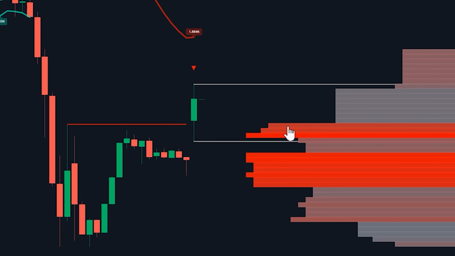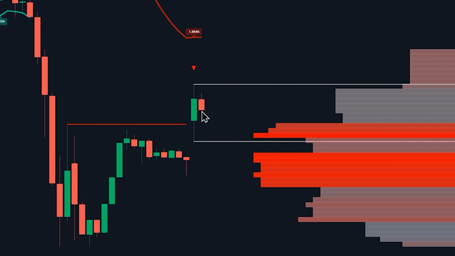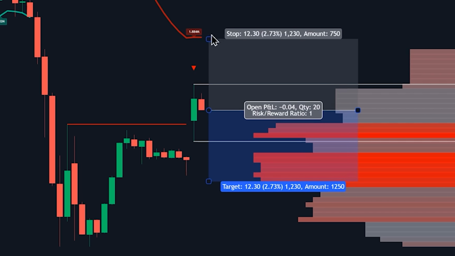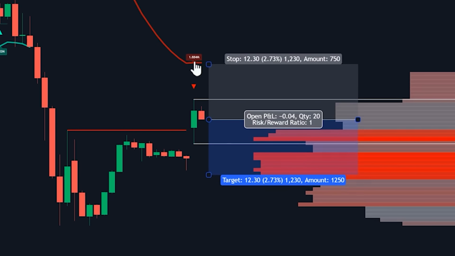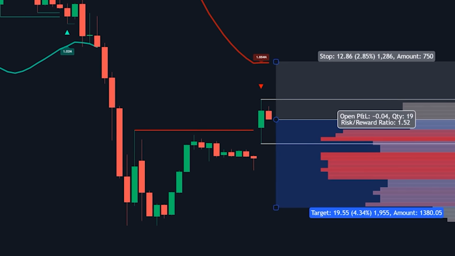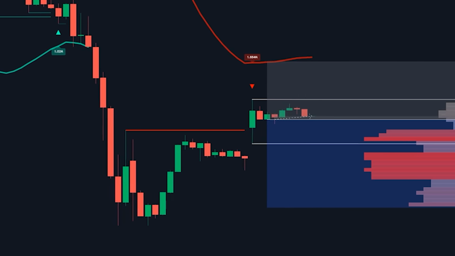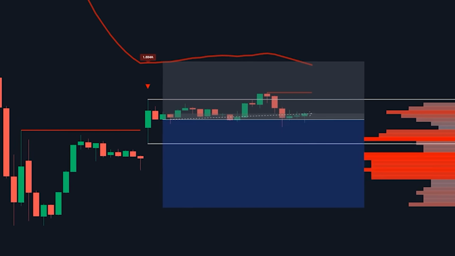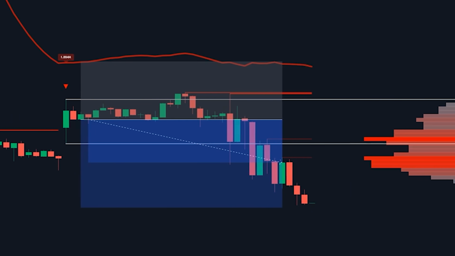We enter our short position on the close of this red candle. The stop loss is going to be placed at the trend ribbon. The take profit is going to be set at 1.5 times the risk, letting the trade run. And as you can see, it was profitable.